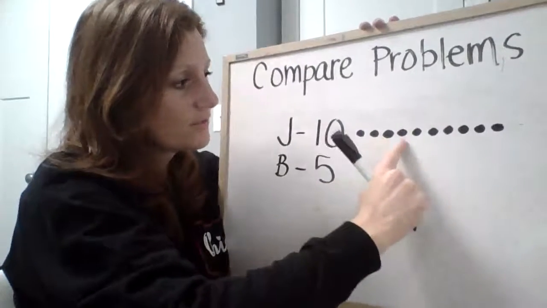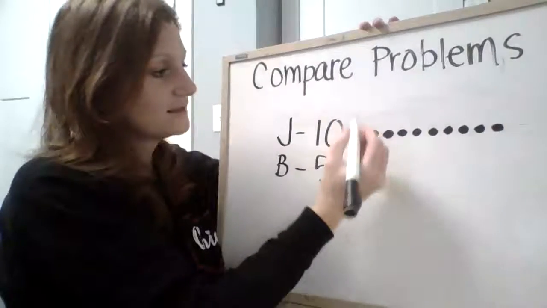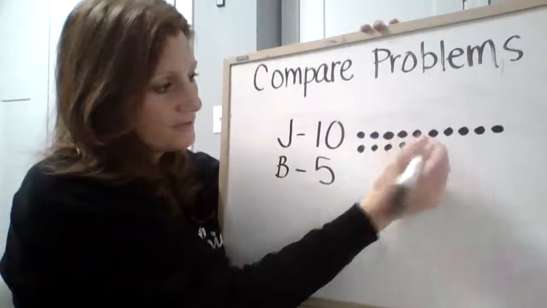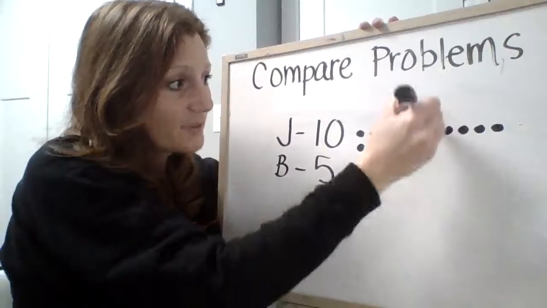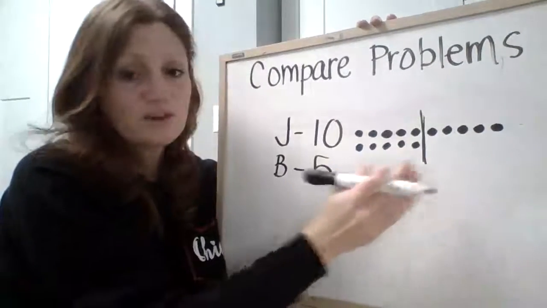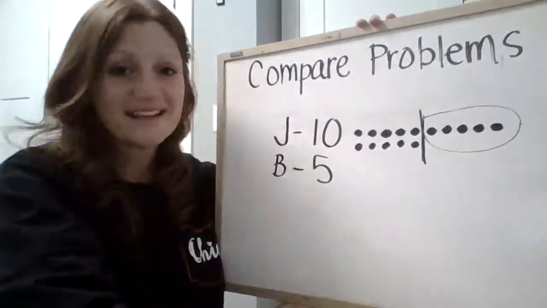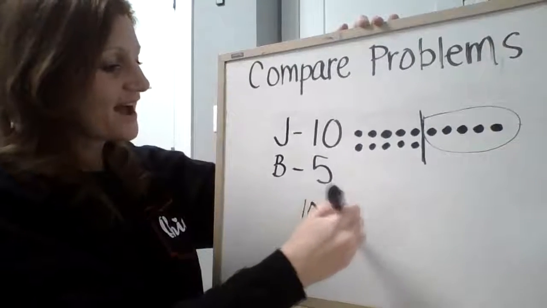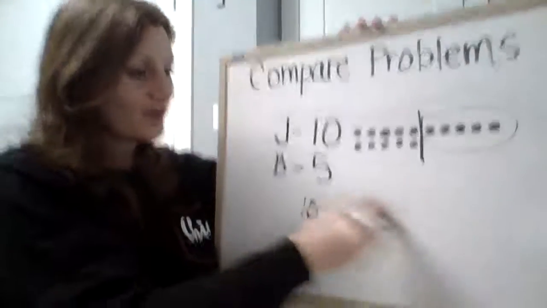1, 2, 3, 4, 5, 6, 7, 8, 9, 10. Now we're going to draw what Betty has. 1, 2, 3, 4, 5. And do you see how I carefully line them up underneath? This is where that tie would have happened. That's where Jackie and Betty would have been tied. But Jackie has this many more than Betty. Oh my goodness, it ended up the same number again. 10 minus 5 equals 5. Okay, I'll do one more and I'll make sure the answer is not 5 this time.